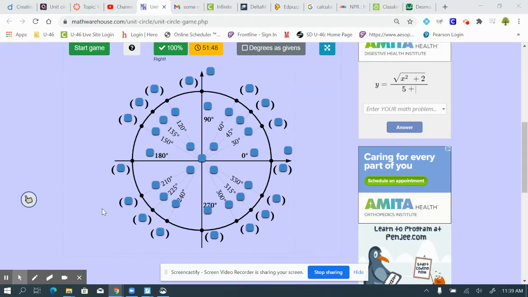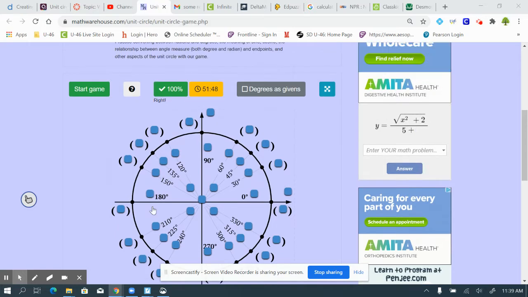Hello, honors pre-calc students. Every day, please spend 10 minutes on this site so that you get very, very comfortable and adept at the unit circle. You want to be accurate and fast. You want to be able to fill this out in under 3 minutes. Let me just demonstrate.